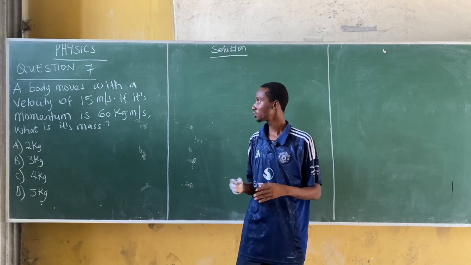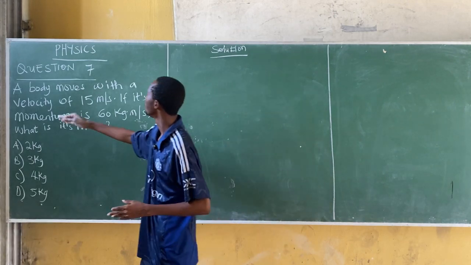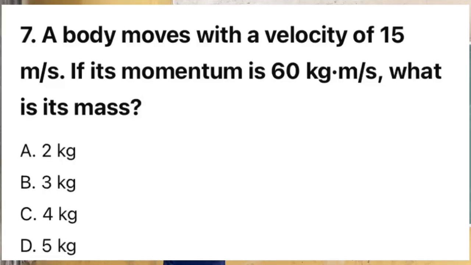Question 7 for today says, a body moves with a velocity of 15 meters per second. If its momentum is 60 kg meter per second, what is its mass? We have the following options: A, 2 kg, B, 3 kg, C, 4 kg, and D, 5 kg.